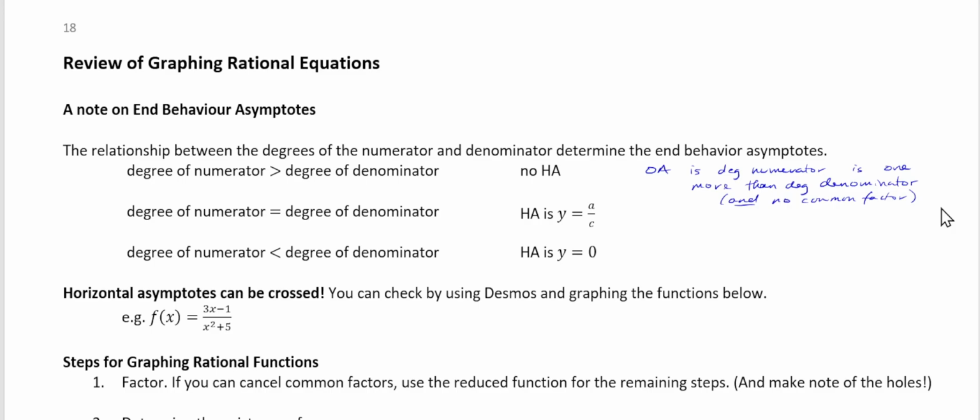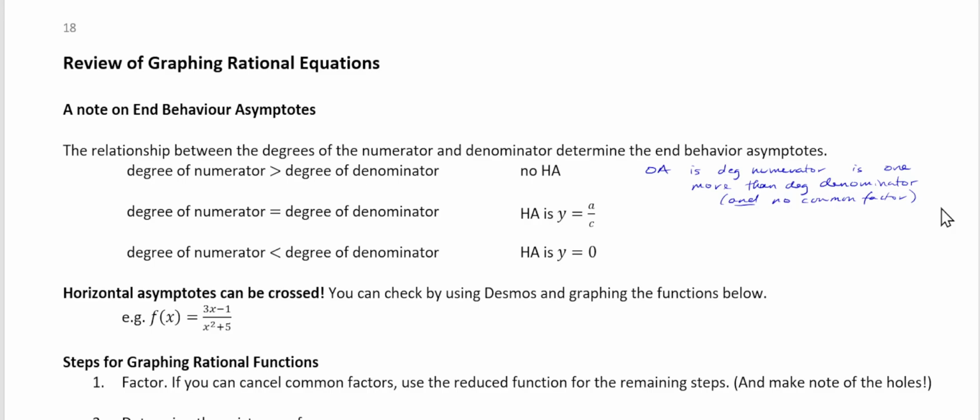So if the degree of the numerator is greater than the degree of the denominator, you're going to have an oblique asymptote if the degree of the numerator is 1 more than the degree of the denominator and there's no common factor. But if it's 2 or 3 degrees bigger than the degree of the denominator, then you're not going to have a horizontal asymptote, and you're not going to have an oblique asymptote either.